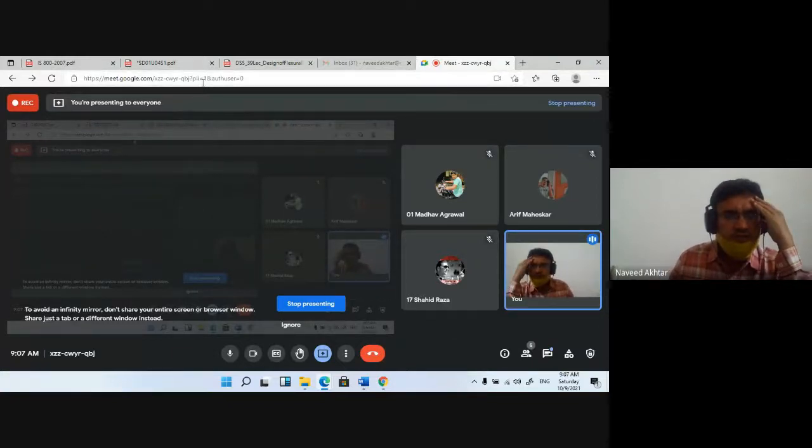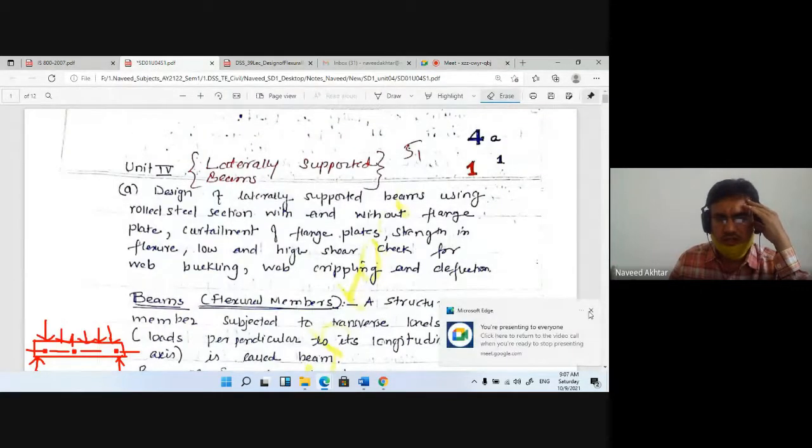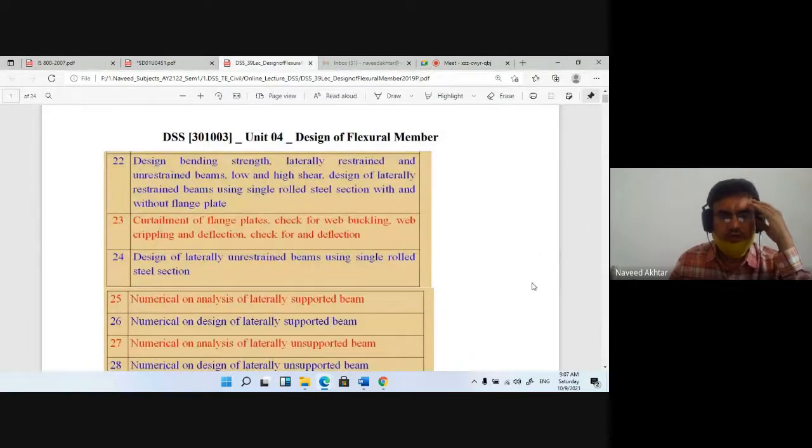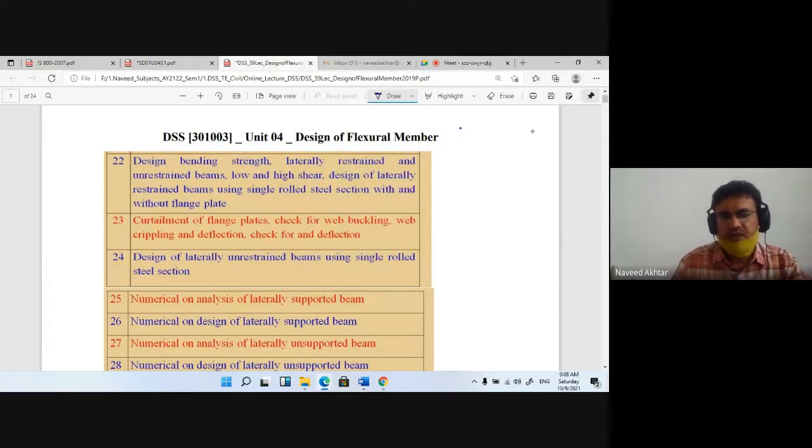Okay. So today we will start our unit number 4, that is design of flexural member. So what is flexural member? You know the flexural member having a transverse loading, the member with the transverse loading that is called as flexural member or it is also called as beam.